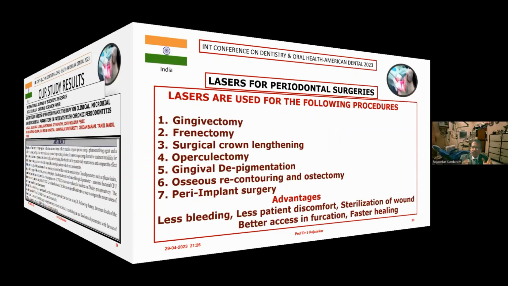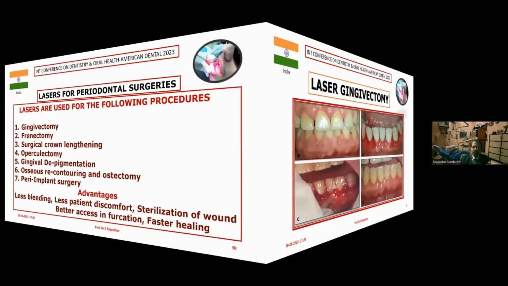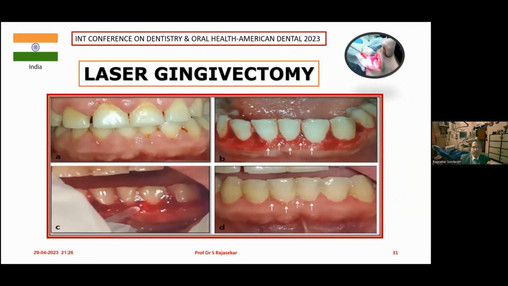So in addition to non-surgical procedures, various surgeries can be done using lasers: gingivectomy, frenectomy, operculectomy, depigmentation, osseous surgeries, and peri-implant surgery. And already I told you about the advantages. So this is a laser gingivectomy. It is done with a diode laser in a contact mode. So it cleanly reshapes and resects the gingiva.